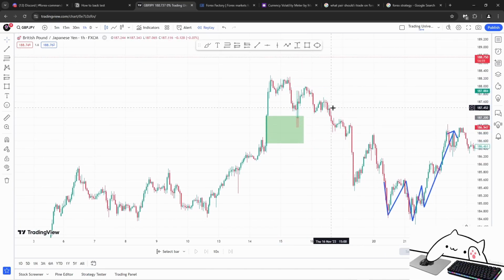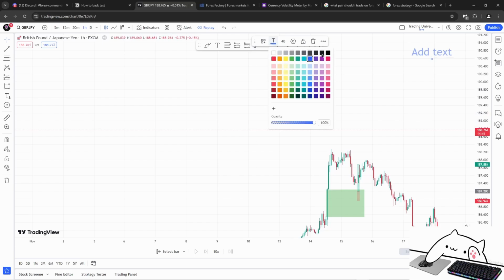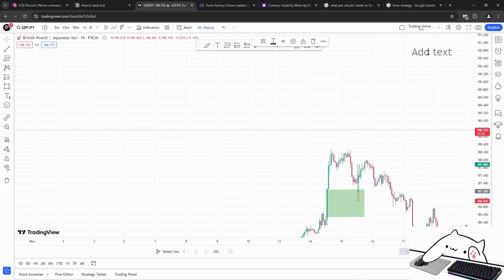Now, here's the good part. You're going to go to the text right here, click on the little arrow and go to anchor text. This makes it so it doesn't move around. Make it a big number so you can see it, and put W for wins and L for losses. How many times have you won? How many times have you lost?